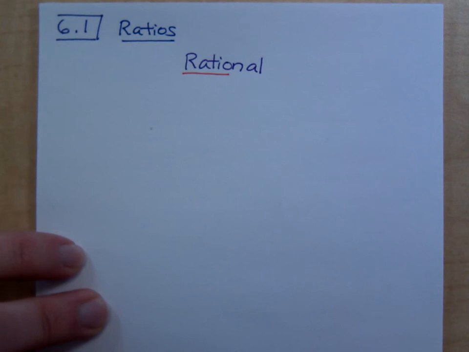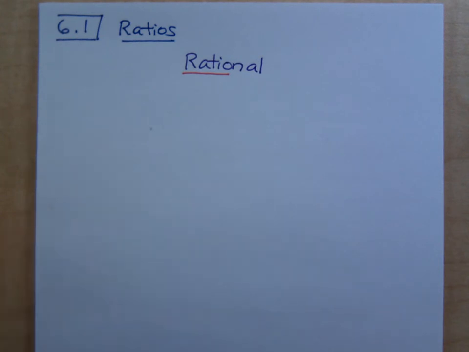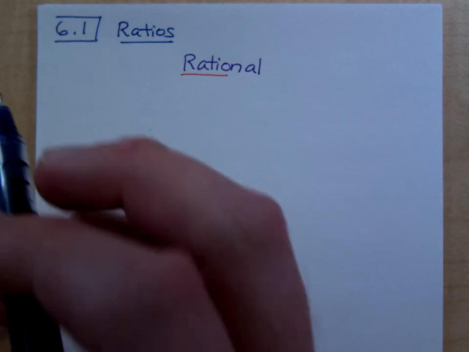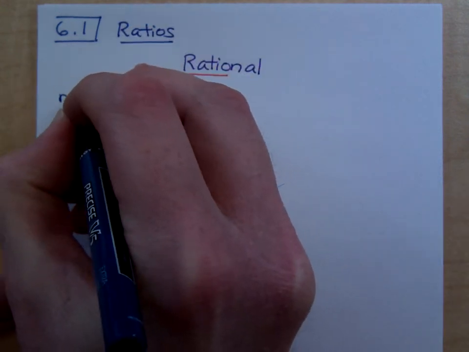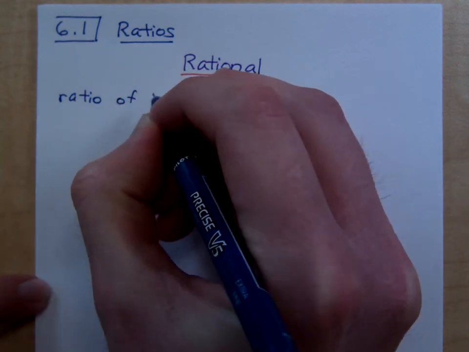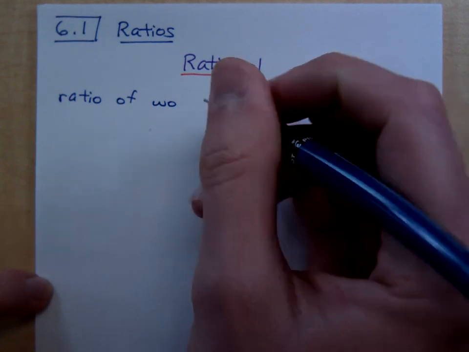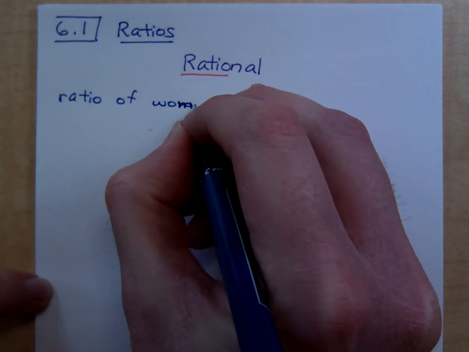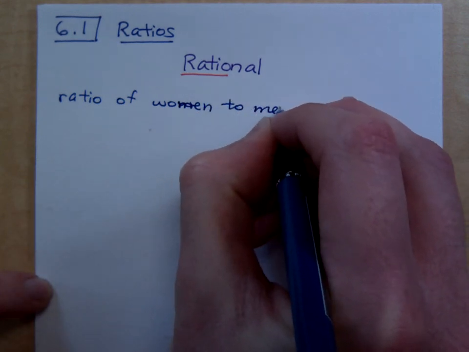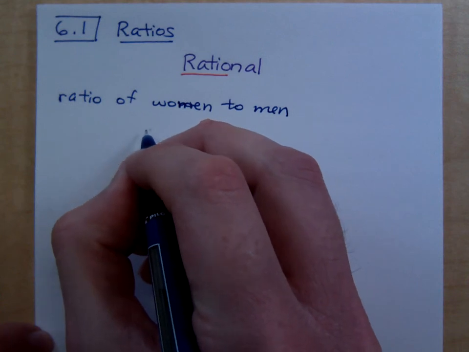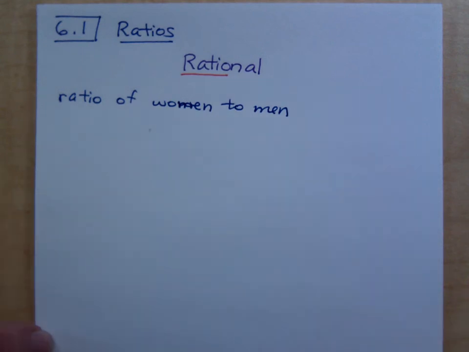Now, when we talk about these fractions, we're talking about them in a reduced form, and you use ratios all the time. For example, if we were to talk about the ratio, we're going to write this down, the ratio of women to men in this classroom right now. Let's see, we have 6, 7, 8, 9, 10, 11. What is the ratio of women to men in this classroom?